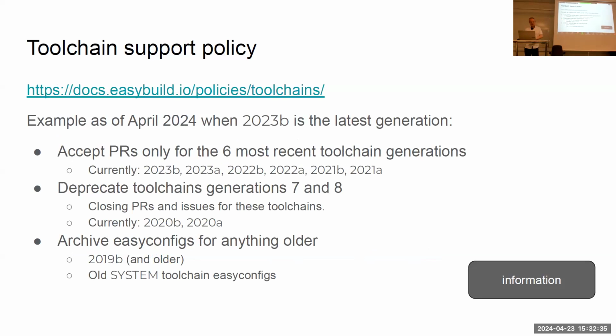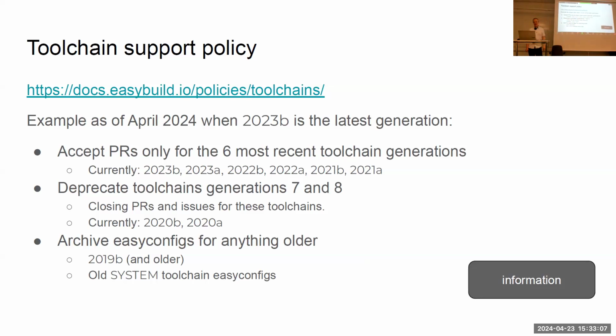Example: as of today, 2023b is the latest generation we have released. We will accept PRs for the most recent 6 toolchain generations behind that. And at the moment, we have no plans of changing from 2 a year. So that's those 6. I'll just look very quickly to check I did update the slide. Yes, so those 6.